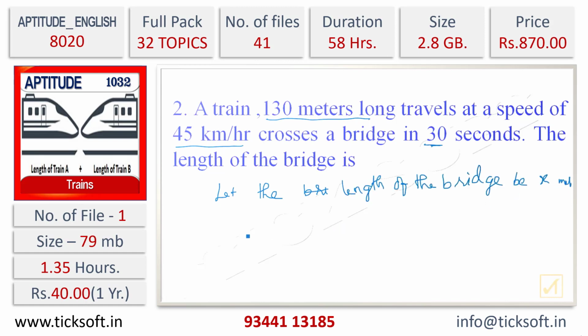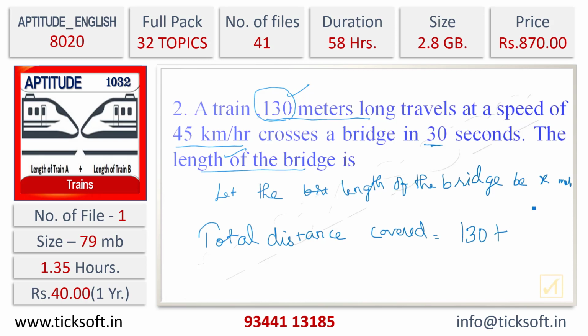So now we are going to find out the total distance covered. So here the total distance covered will be equal to what? Here, listen, the total distance covered will be equal to the length of the train plus the length of the bridge, isn't it? If we add the length of the train as well as the length of the bridge, then only we will get the total distance covered. So therefore the total distance covered will be equal to 130 plus x meters. And now we know that the total time taken by the train is equal to 30 seconds.